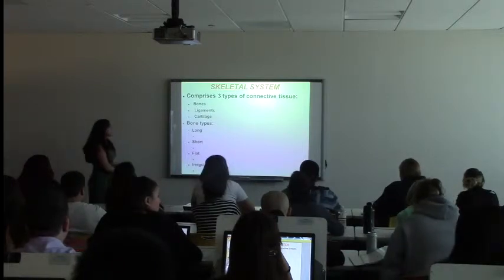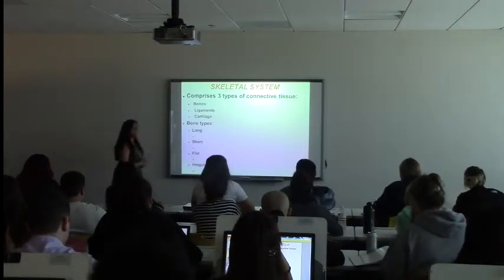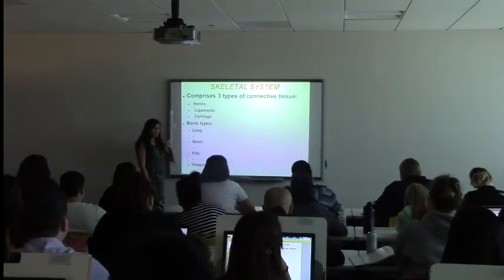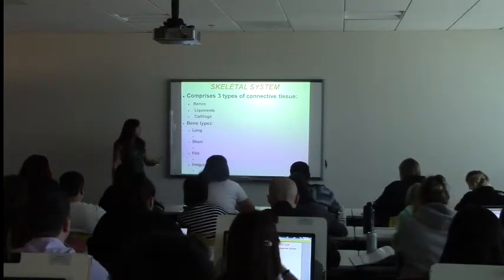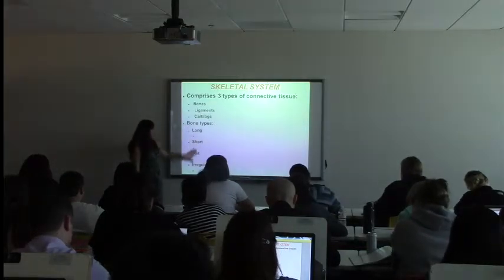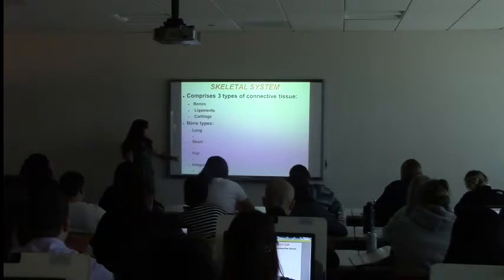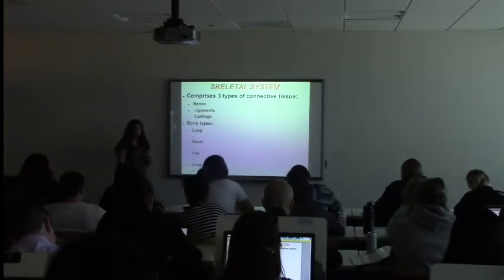Now, skeletal system is made up of 3 different types of connective tissue: bones, ligaments, and cartilage. Now, when we talk about bones, bones can be classified according to different types, according to the shape: long bones, short bones, flat bones, and irregular bones.